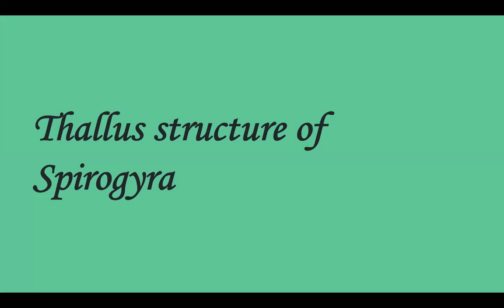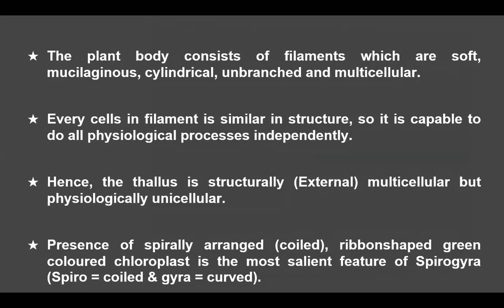Let's discuss the thallus structure of Spirogyra. The plant body consists of filaments which are soft, mucilaginous, cylindrical, unbranched and multicellular. The young filaments of Spirogyra are found attached to the substratum with a modified basal cell, whereas the upper cell is dome shaped. Adult plants are always free floating.